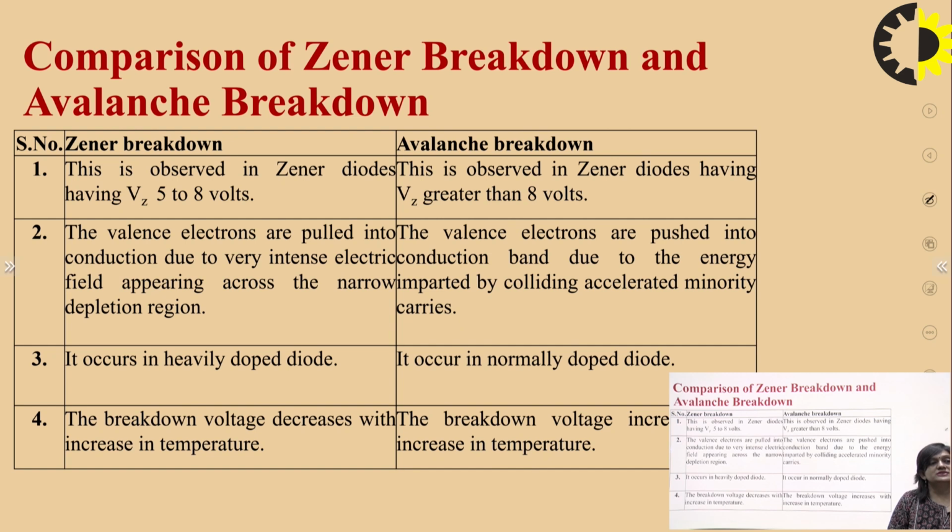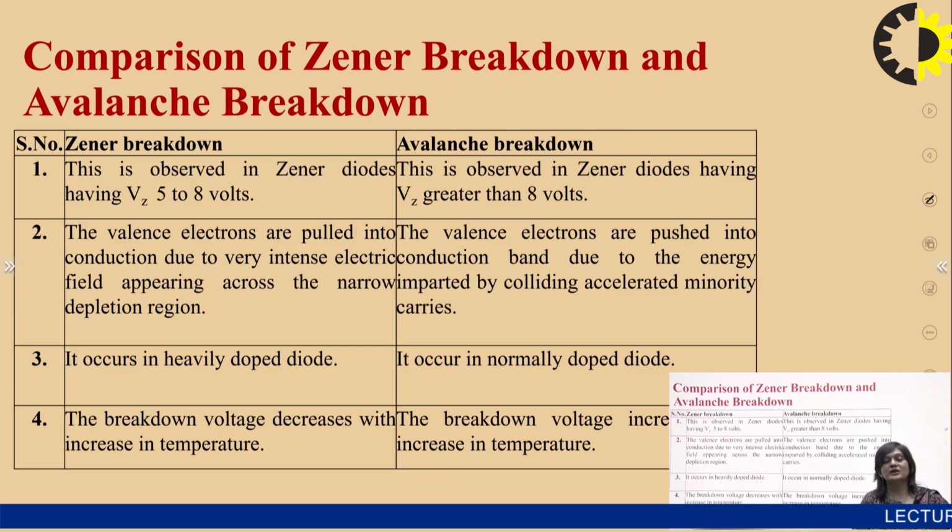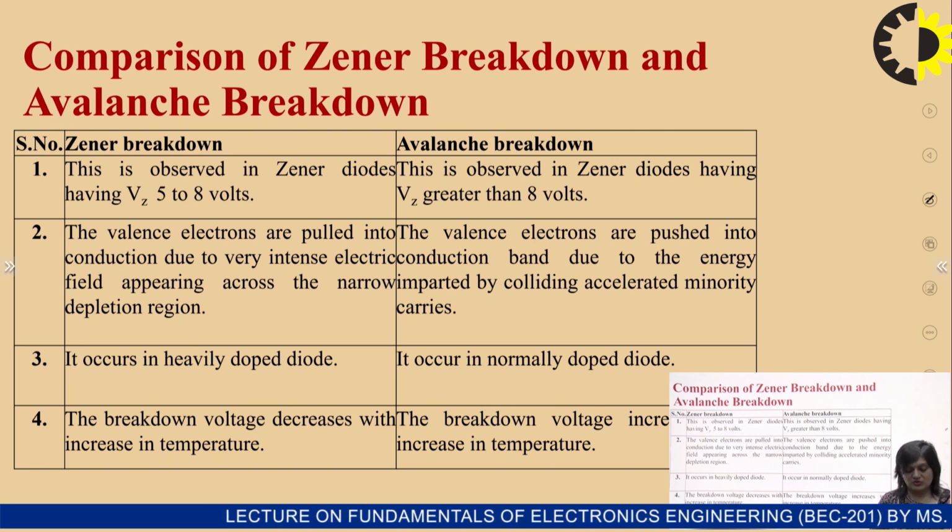And the second point, in Zener breakdown the valence electrons are pulled into the conduction band due to the very intense electric field appearing across the narrow depletion region. And in avalanche breakdown, the valence electrons are pushed into the conduction band due to the energy imparted by colliding accelerated minority carriers. It occurs in a heavily doped diode. And avalanche breakdown occurs in a normally doped diode. The breakdown voltage decreases with increase in temperature in Zener, and the breakdown voltage increases with increase in temperature in avalanche. So these are the main differences between the Zener and the avalanche breakdown.